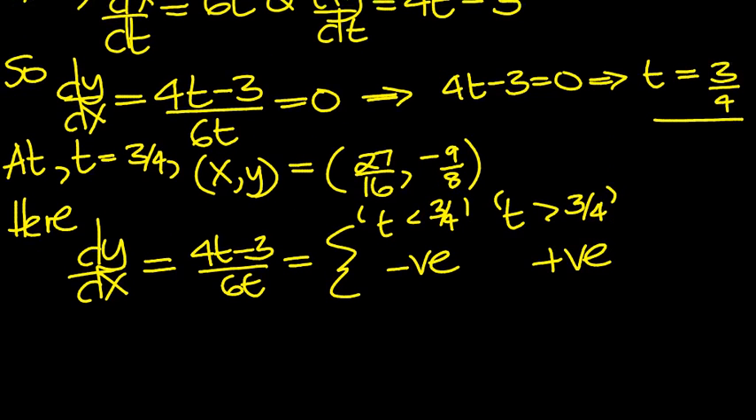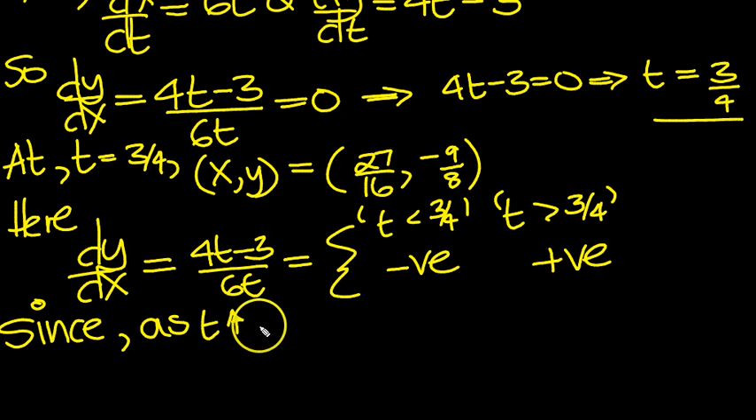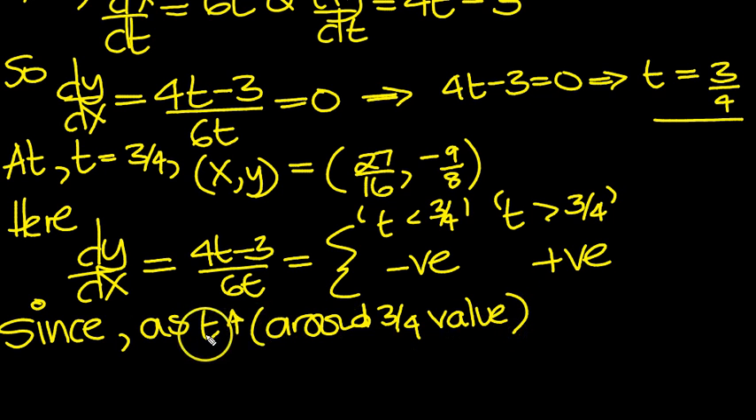Now, as t increases around the 3/4 value, so as we increase t around the 3/4 value, x is equal to 3t squared. That increases also.